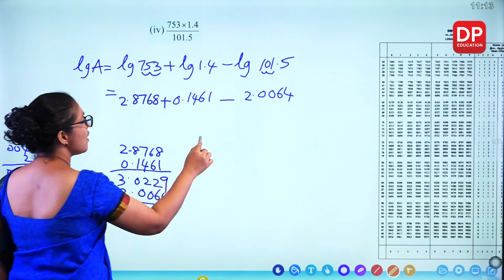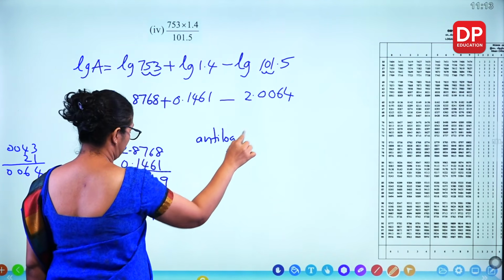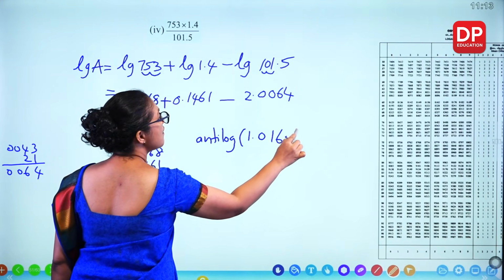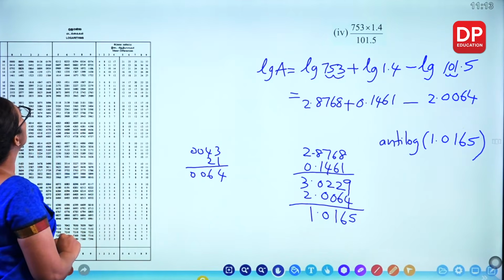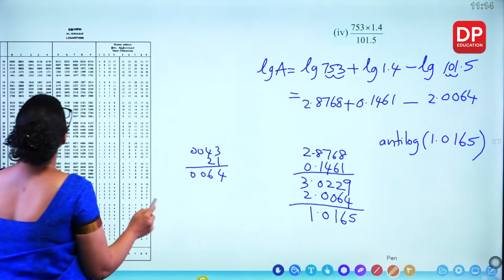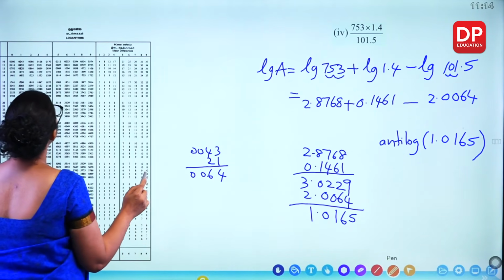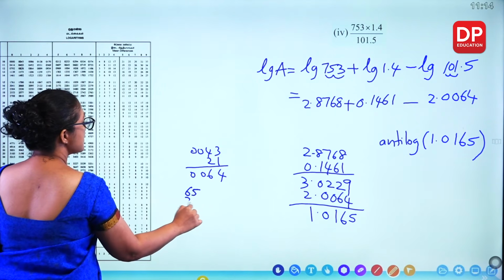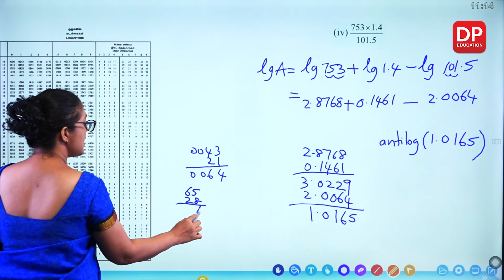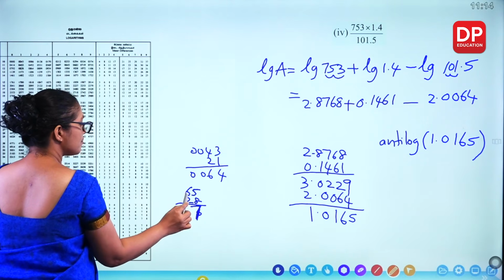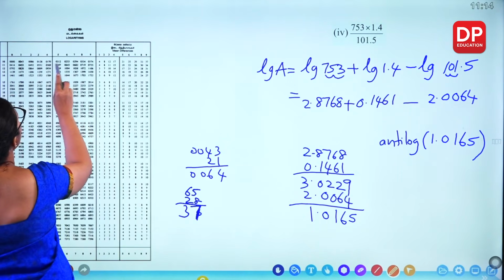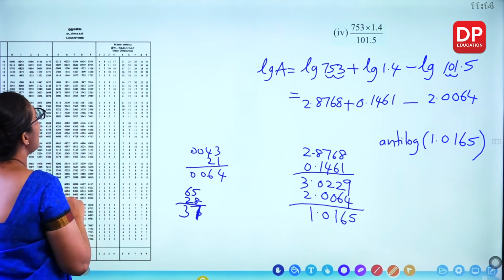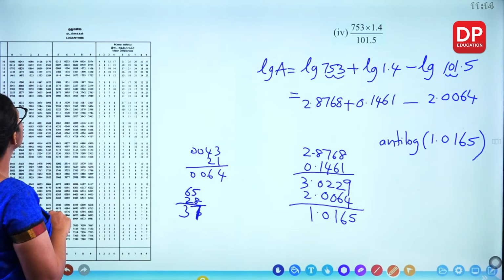.0165. Take the antilog. 1.0165. Use the table. 0165. 70 is there. We'll see which one is closer. 0165. So 28 is there. We need 37 more. We'll see whether we can get 37. Yes, that's 9. So what's the answer?